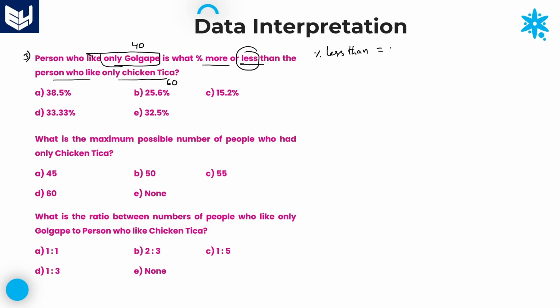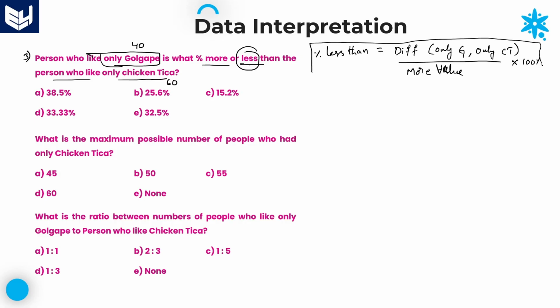Basically, how can you calculate percentage less than? Take the difference between those two values. Which two values do you need to take? Only golgape and only chicken tikka. That is the difference that you need to take out, divided by the more value, the high value, into 100 percentage. Whenever you are calculating percentage, multiplying by 100 and the percentage symbol is the common point. This is the way of calculating percentage less than, right?